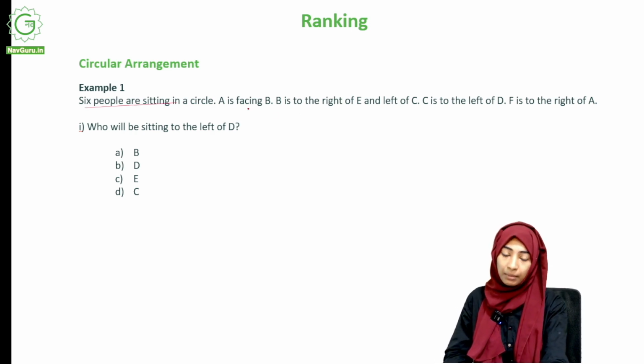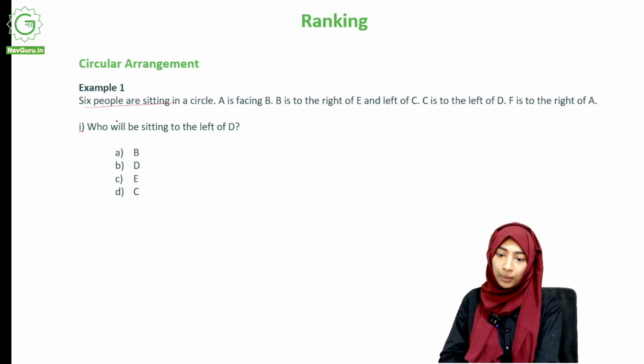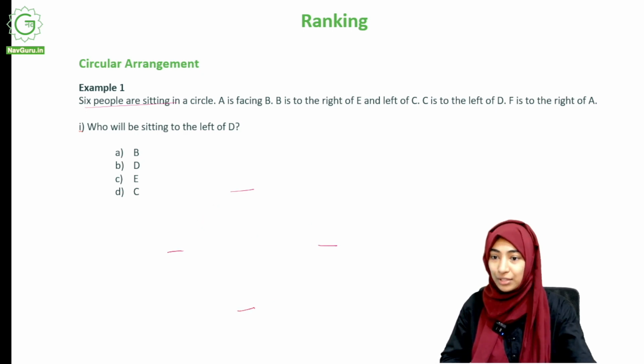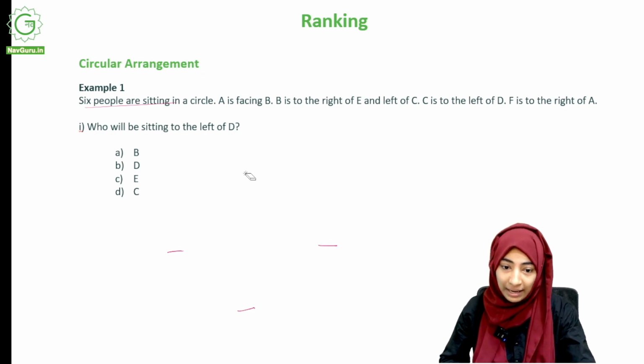A is facing B. So 6 people, so first let's draw a circle. 1, 2, 3, 4. How do you draw 5 and 6? That's confusing. That was a bad attempt at drawing a circle. I'll just do this again.